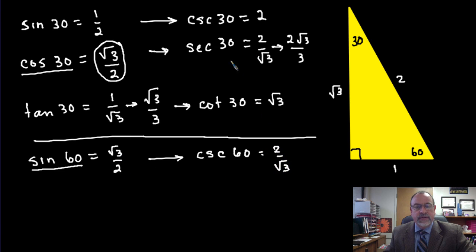Now which one up here is? Well, look at that. The secant is the same as the cosecant. So the secant of the 30 is the same as the cosecant of the 60. Interesting. Let's look at the next one.